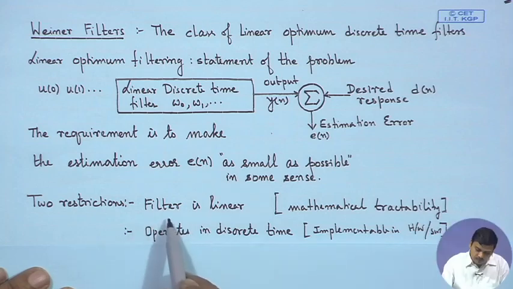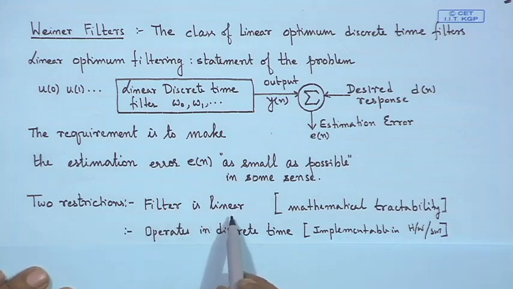So, there are two restrictions on the filter: we would like the filter to be linear, and we would also like it to operate in discrete time. The filter, if it is linear, would help mathematical tractability, and if it operates in discrete time, then we will be able to implement it in hardware or software. That means, we have the power of DSP with us to implement the receiver.